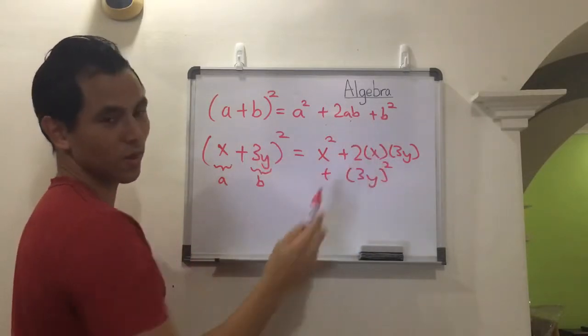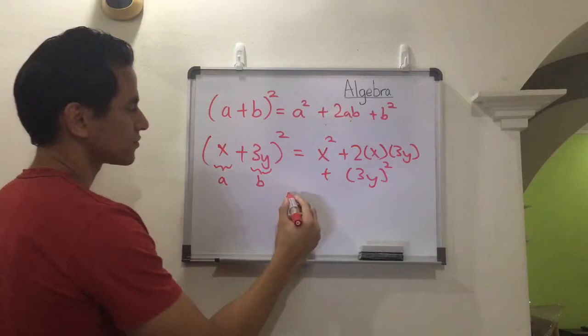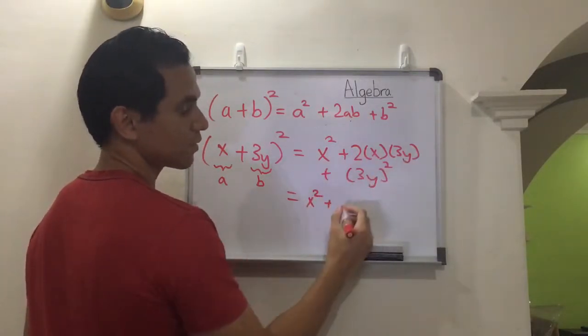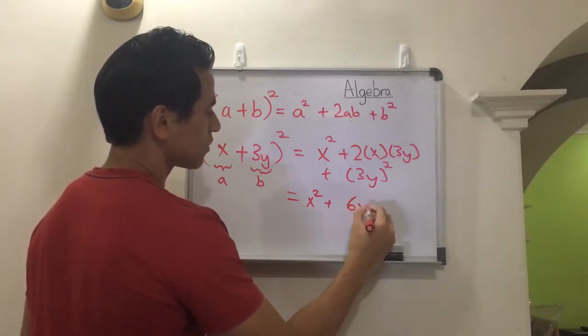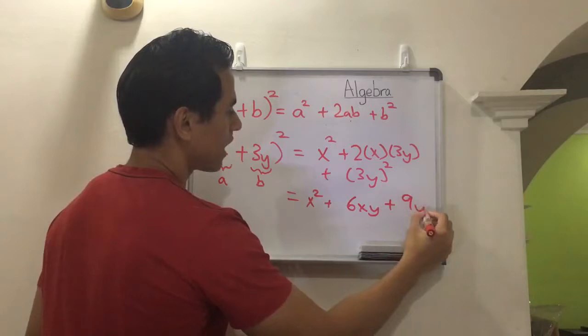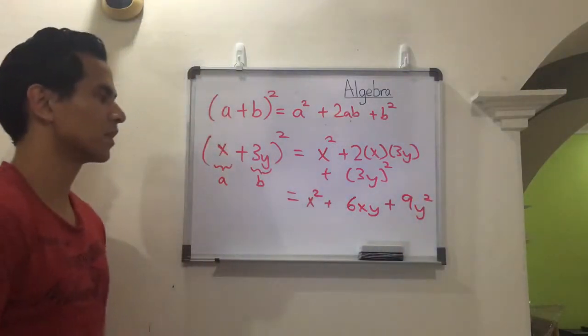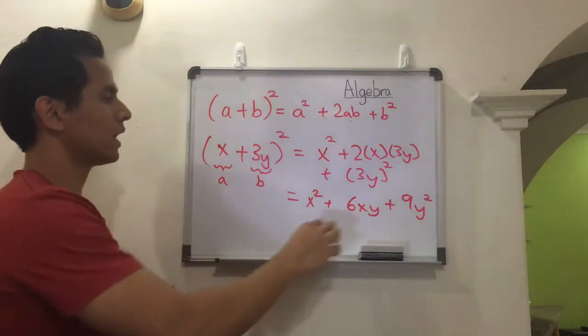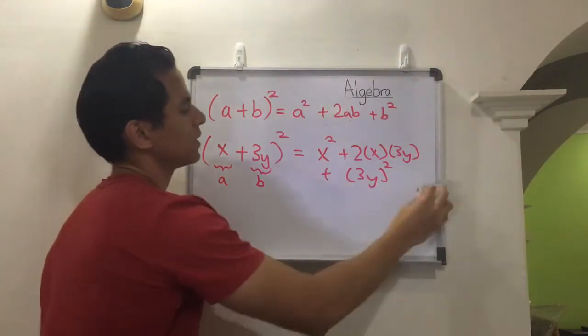So (3y) whole thing squared. Therefore, this will give me x squared, and this will just expand to 6xy, plus this will be 9y squared. So this is the answer. So this is one example.